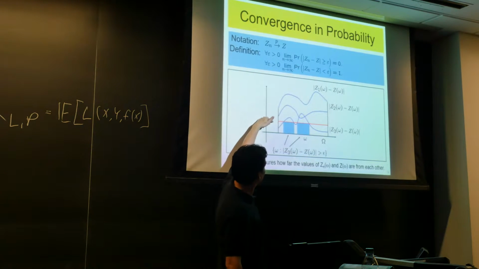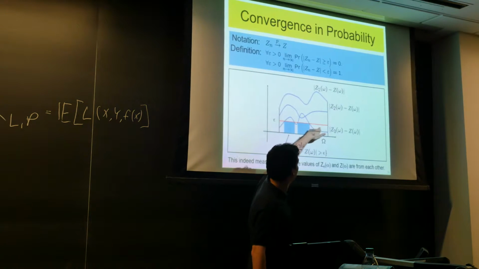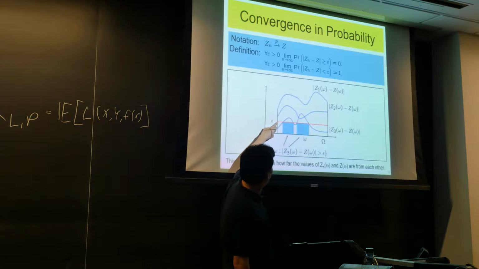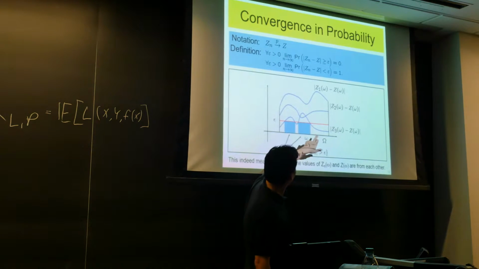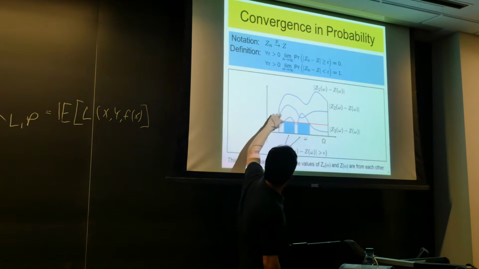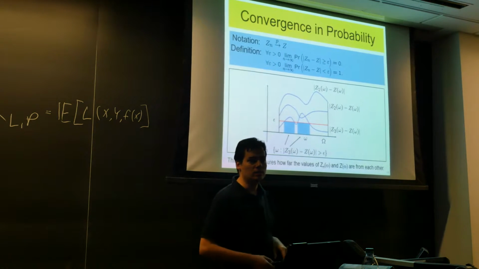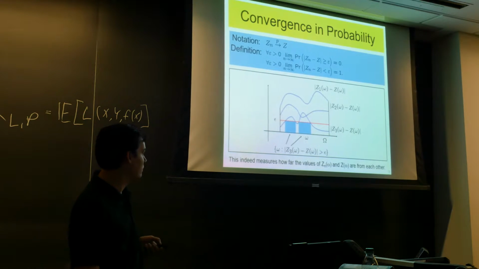And for each epsilon, so this is epsilon, and this red line shows the value at the fixed epsilon. So the probability that, say, |Z3(omega) minus Z(omega)| is bigger than epsilon, that is this region here, these probabilities have to converge to 0. So that's what it means. So it's like a uniform convergence.